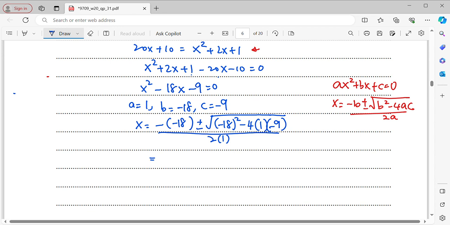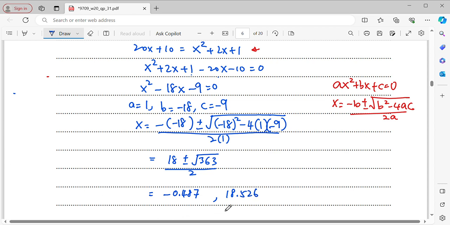Then from here, when you simplify, you will be getting 18 plus minus square root of 363, divided by 2. When you calculate this correct to three decimal places, the first one is counted by using negative, then you get negative 0.487, and the next one is going to be 18.526. Okay, so now we get two values, but are they the final answers? Right, you can check.